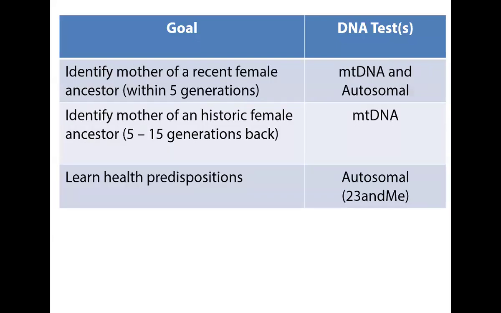Similarly, if you're trying to identify an early female ancestor within those first few generations, you might want to start with an autosomal test and then go to mitochondrial DNA. But again, if you're trying to reach someone probably over 300 years back, it's probably best to look at a mitochondrial DNA test on its own, because autosomal is just not going to go back that far.